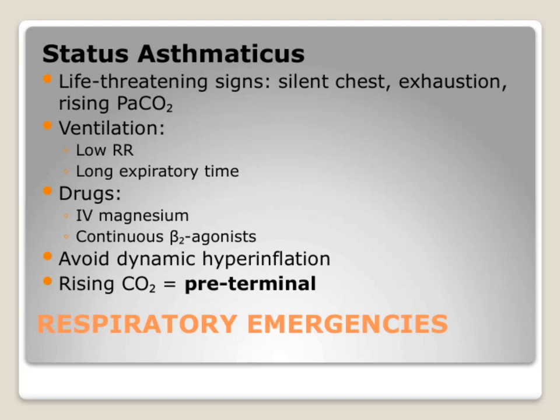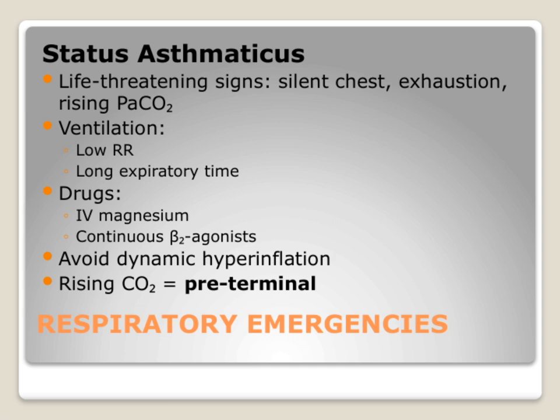Let's now discuss the critical signs associated with status asthmaticus, which is a severe and potentially life-threatening situation. You want to be on the lookout for signs like a silent chest, which indicates very poor air movement, as well as exhaustion from the effort of breathing. Additionally, rising PaCO2 levels can signal that ventilation is becoming inadequate. Speaking of ventilation, in these cases, you'll often see a low respiratory rate, which might seem counterintuitive, but it reflects the patient's fatigue or altered mental status. Also, a long expiratory time is typical because patients struggle to fully exhale, trapping air in the lungs.